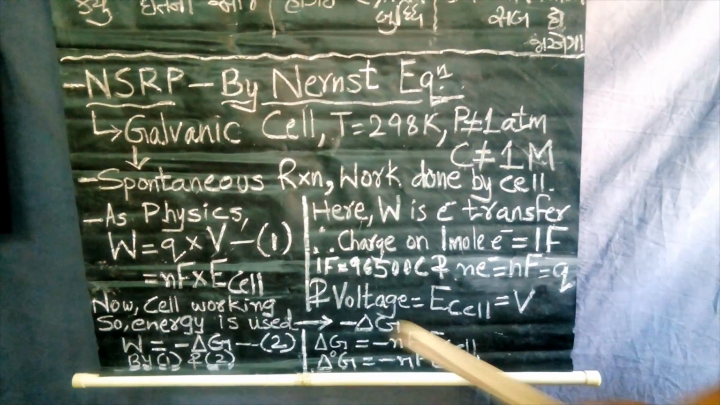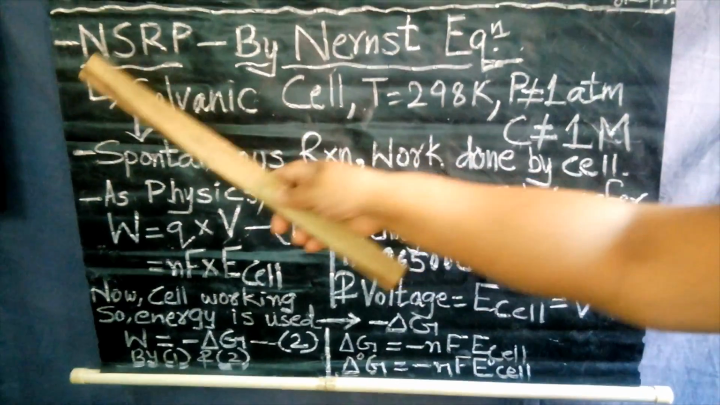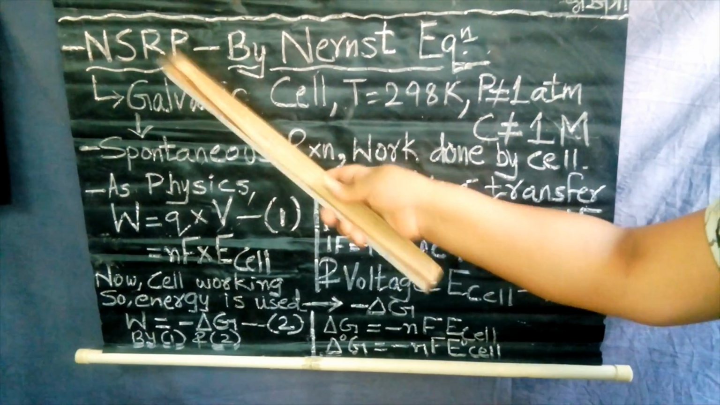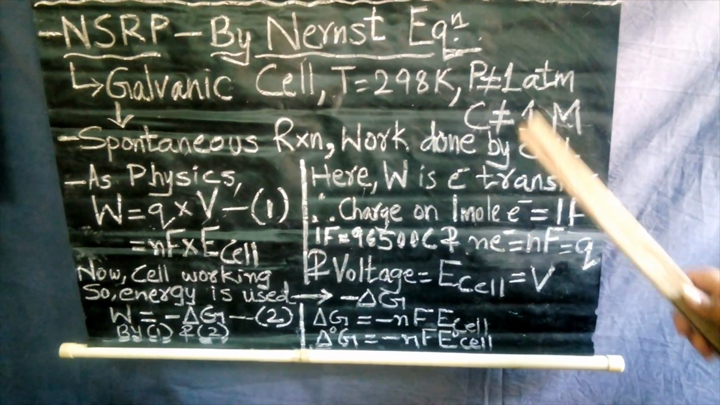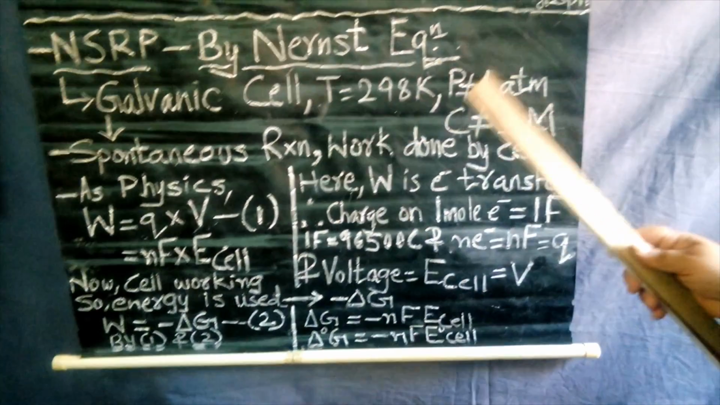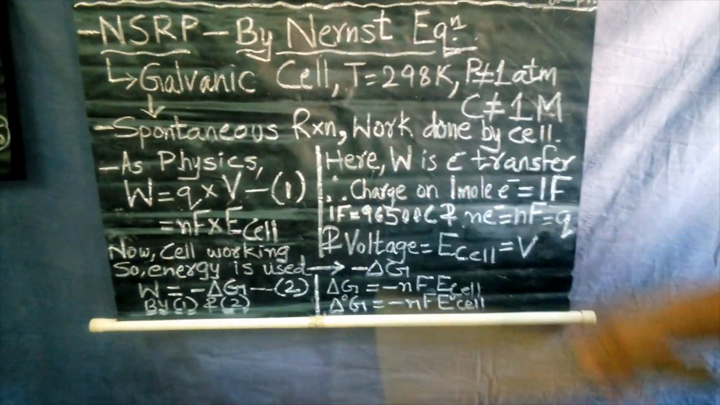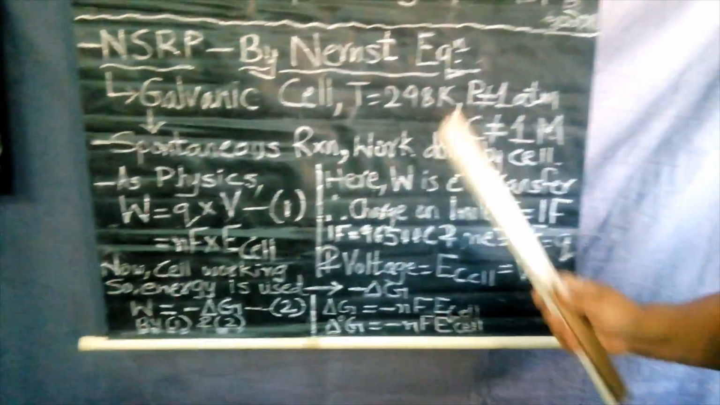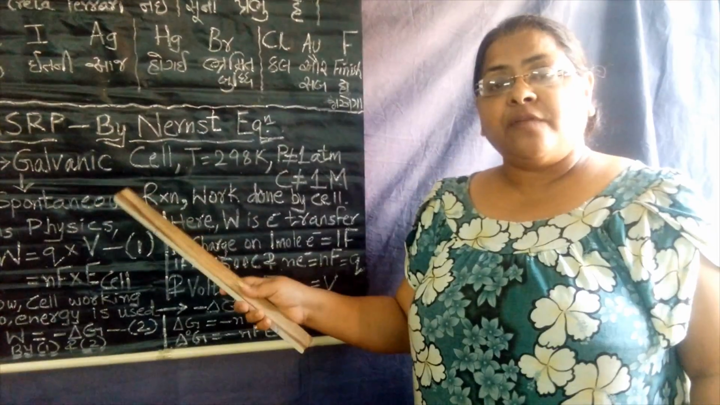This is the first equation given by Nernst when non-standard reduction potential has to be calculated, when the condition is not standard for temperature, pressure and concentration. Two more ways he has also given us using thermodynamics with equilibrium. That I will give you in the next video.